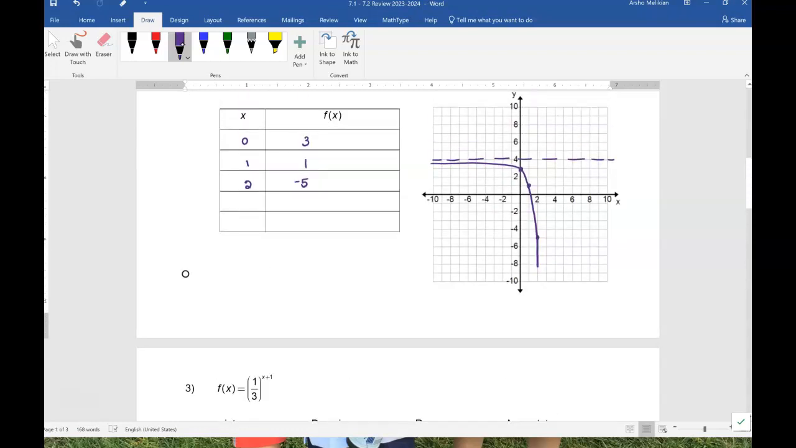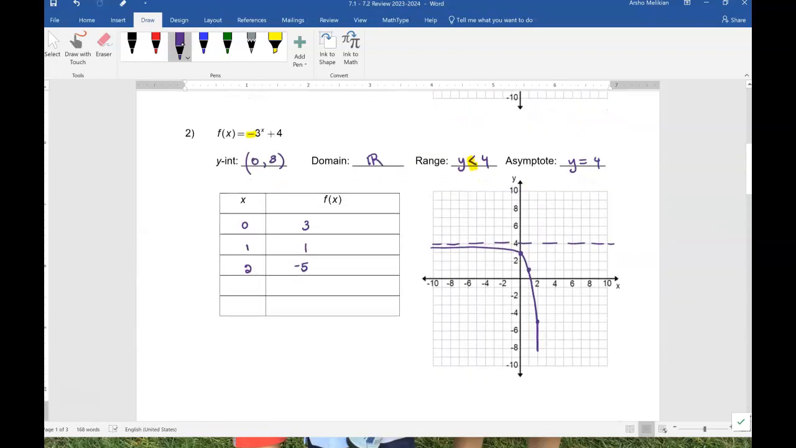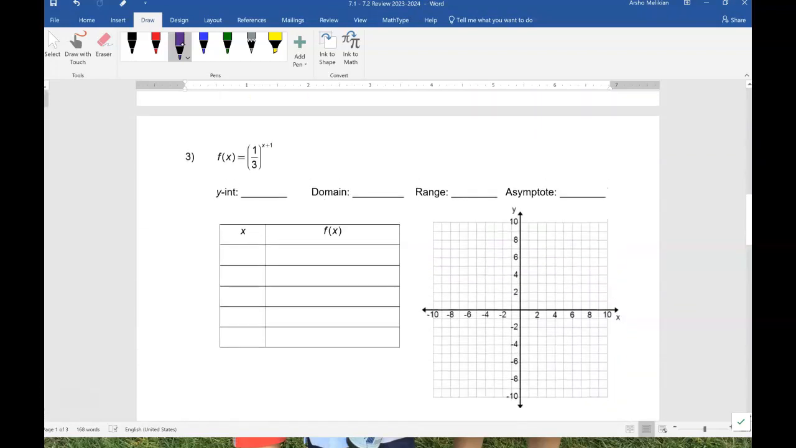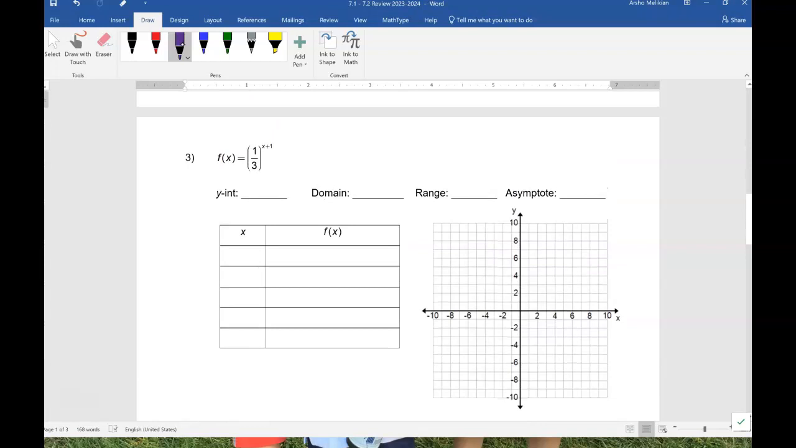If you put 3 points, it should be good enough. Okay? The range was y is less than 4. Okay, yes. The y-intercept is always the one with 0. Correct. Okay, what's the domain for number 3?